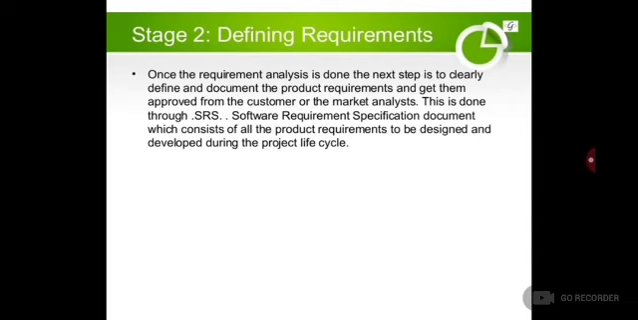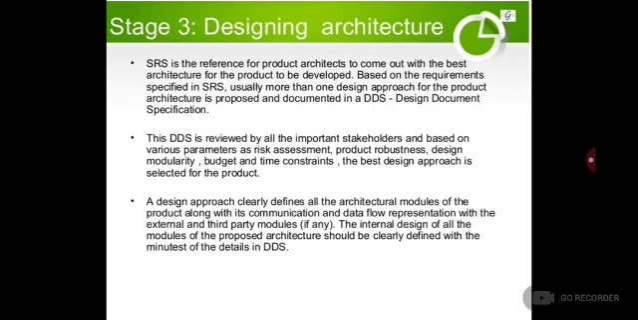Second stage, defining requirements. Once the requirement analysis is done, the next step is to clearly define and document the product requirements and get them approved by the customer or the market analyst. This is done through the SRS, Software Requirement Specification document, which consists of all the product requirements to be designed and developed during the project life cycle.